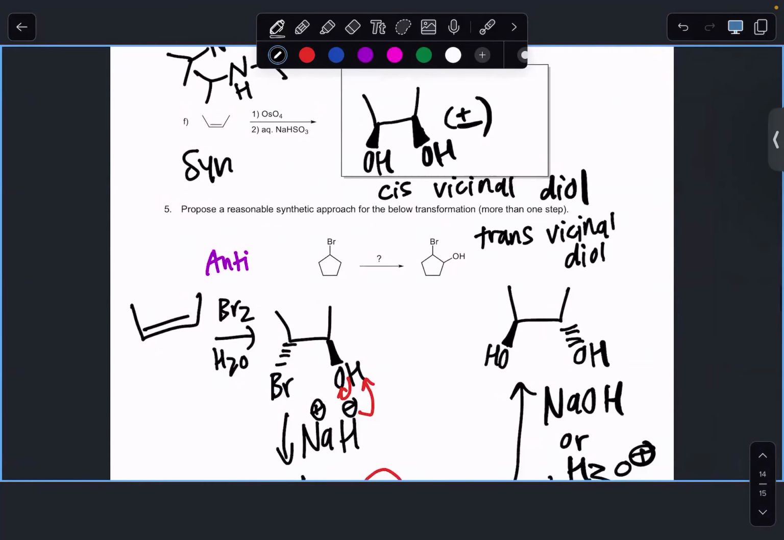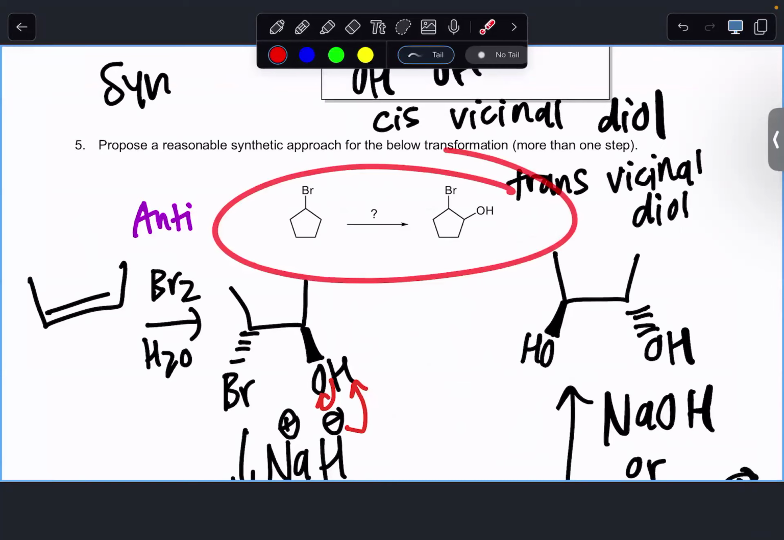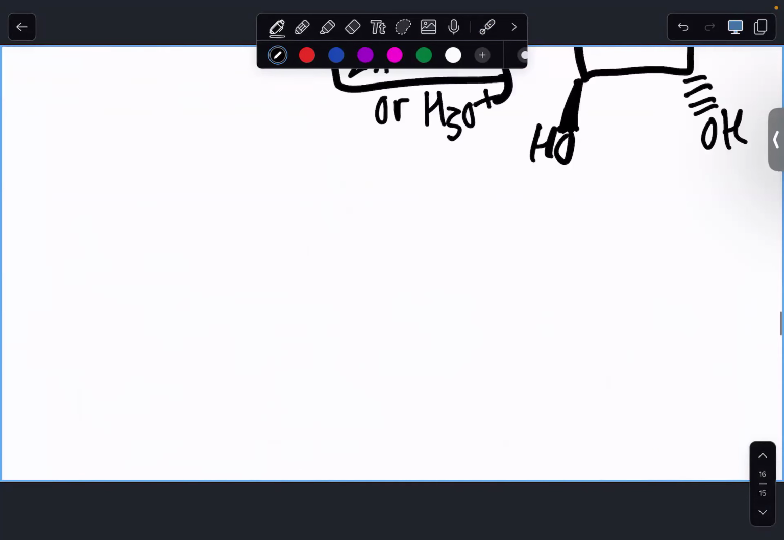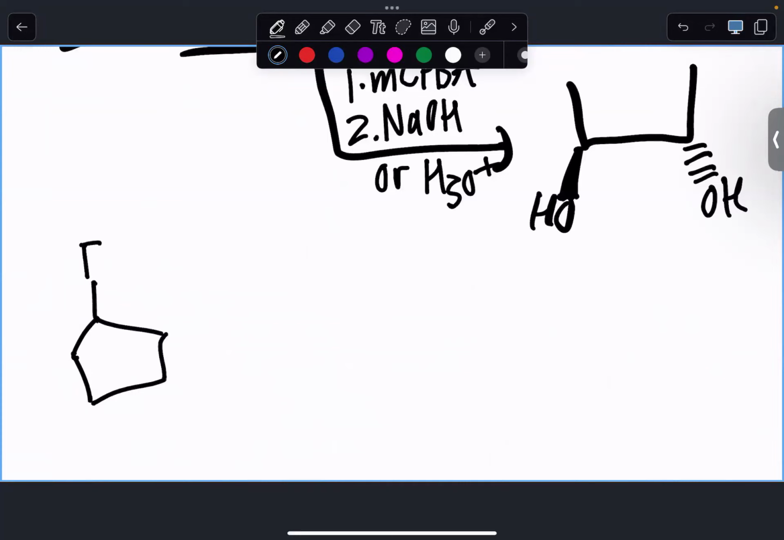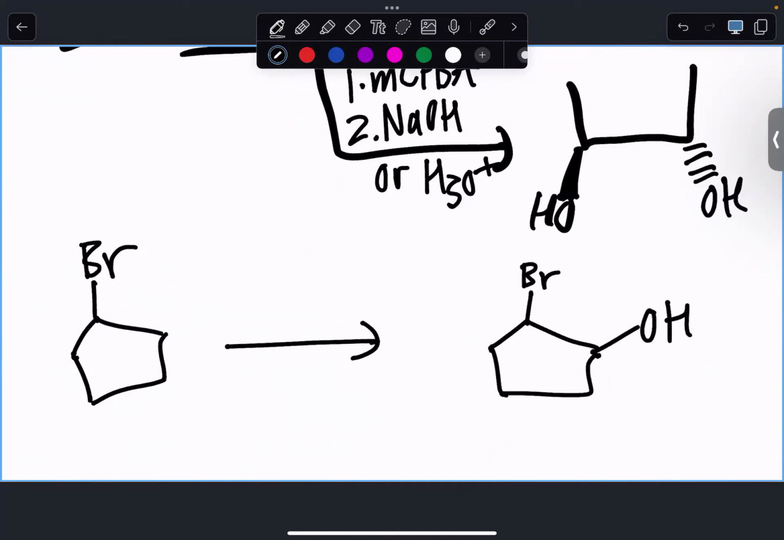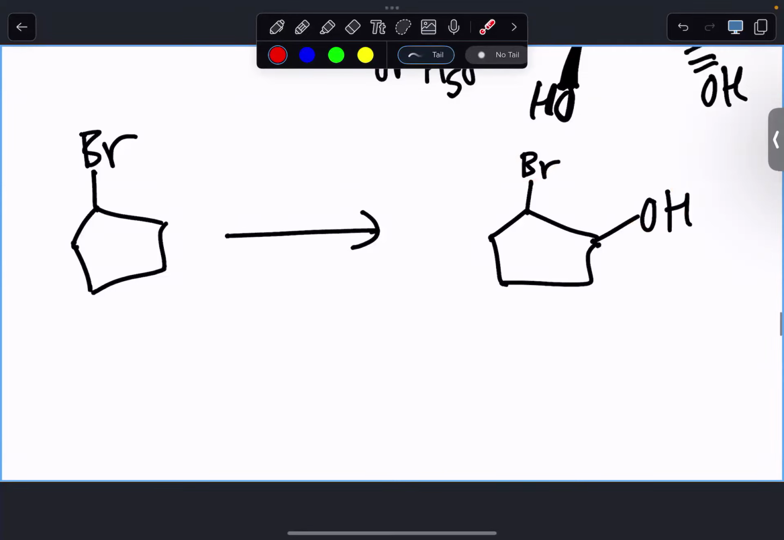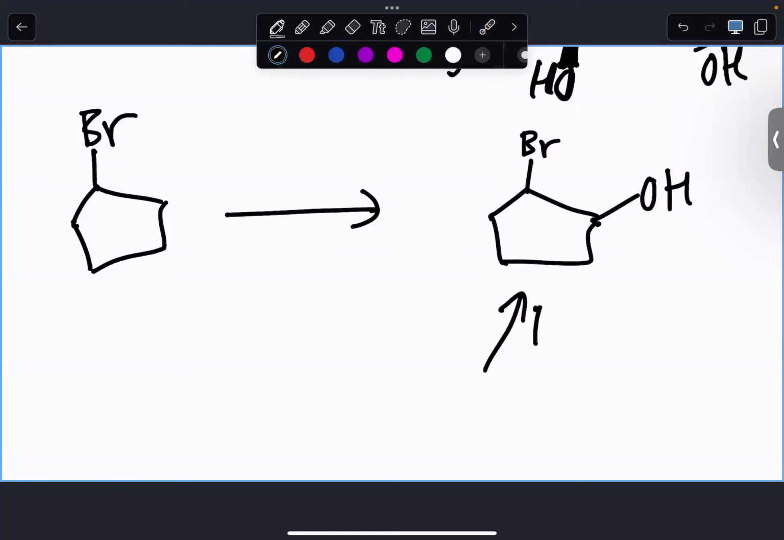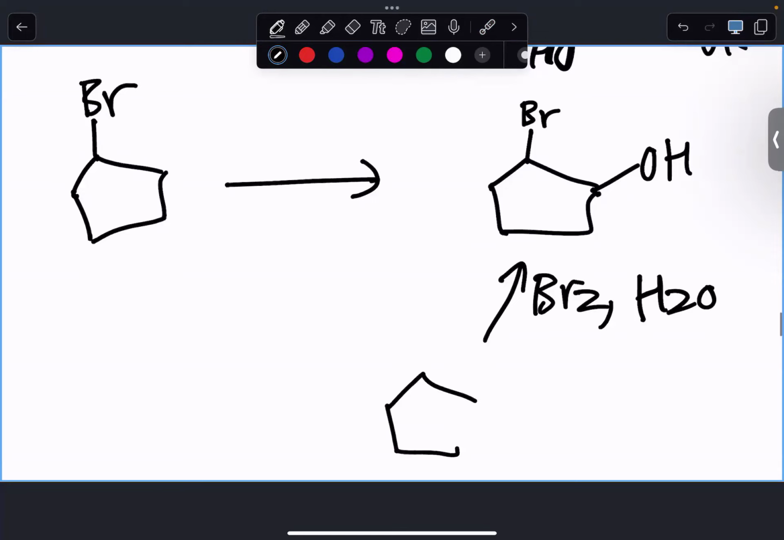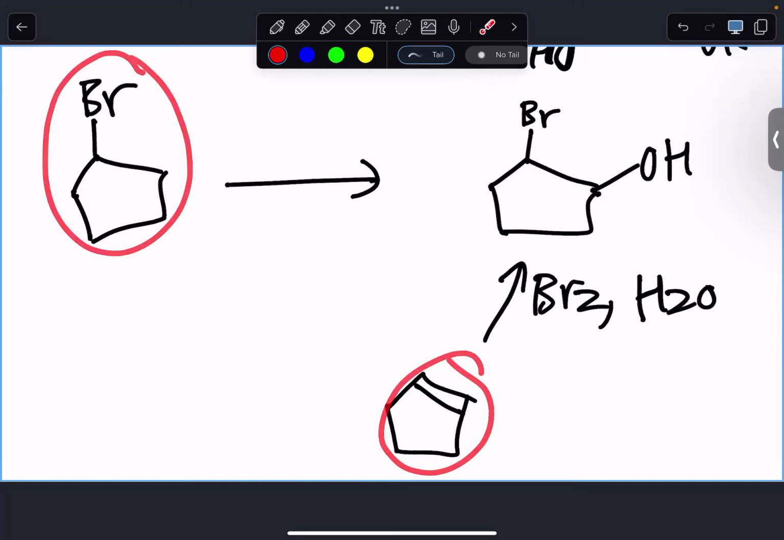Okay, let's do the synthesis here. Let's say we have Br, and we want to convert that into BrOH. What is one reaction that we said makes a bromine and alcohol vicinal to each other, adjacent to each other? Yeah, Br2H2O. So let's work backwards. Where this could come from, Br2H2O, where our double bond has to come between these two carbons right here, like that. How could we create a double bond from a good leaving group? What is that reaction?